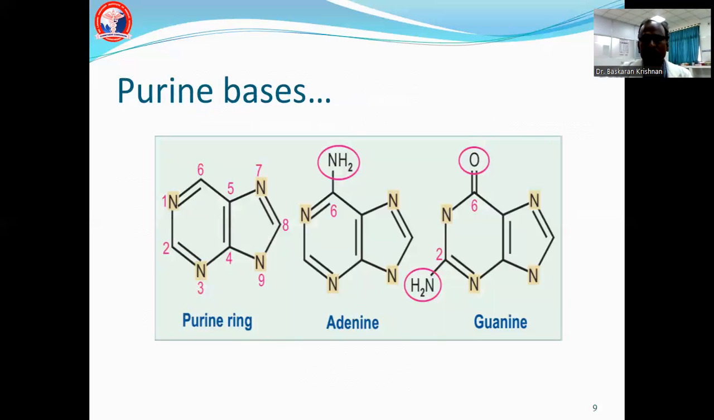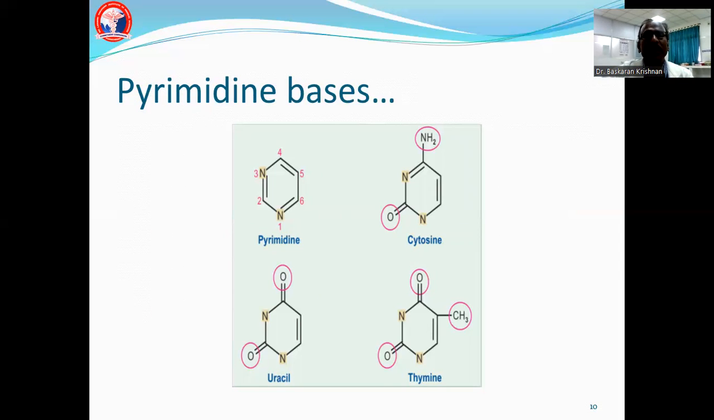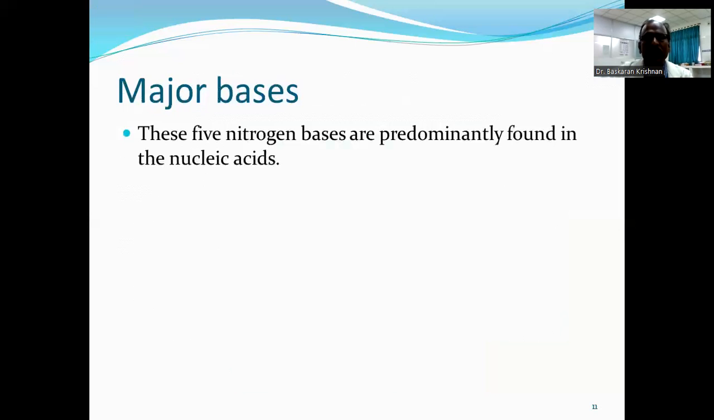Among the purine bases, we have adenine and guanine. Adenine is 6-amino purine, while guanine is 2-amino-6-oxy purine. These two are major bases from the purine ring system. While from pyrimidine bases, we have cytosine, uracil, and thymine. I'm not going into the individual naming. For example, 2-oxy-4-amino is cytosine. So very simply, we can say cytosine, uracil, and thymine.